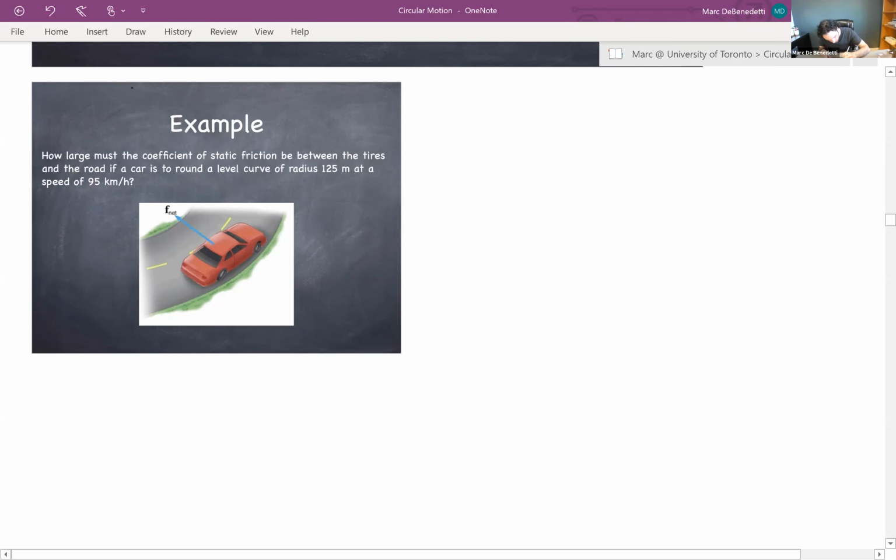Words confuse me, so let's just write that down. How large must the coefficient of static friction be between the tires and the road if a car is to turn a round level corner with a radius of 125 meters at a speed of 95 kilometers per hour?